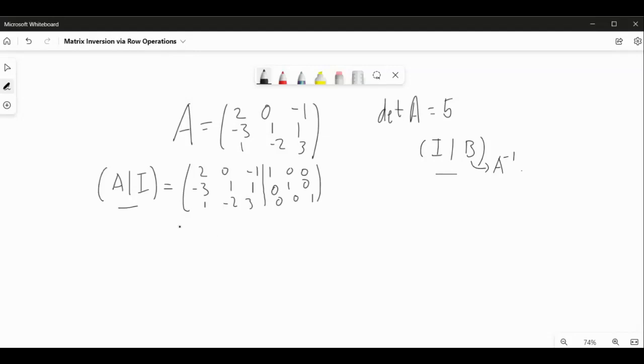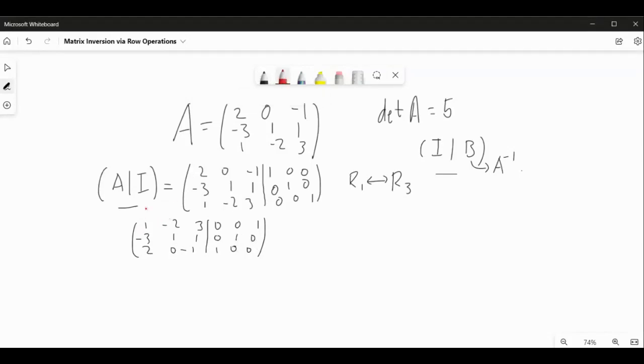So the first row operation that we will do is to interchange rows 1 and 3. And so what will happen is we will get a new augmented matrix where the first row and the last row are interchanged. However, the second row will still be the same, and we obtain now our new augmented matrix.